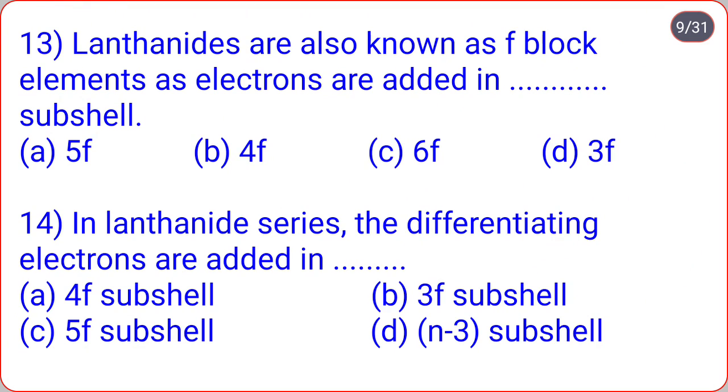Lanthanides are also known as F block elements as electrons are added in dot dot subshell. So we see the general electronic configuration: electrons are added in 4f subshells. So the correct option is B. In the lanthanide series, the differentiating electrons are added in which one? 4f subshell.